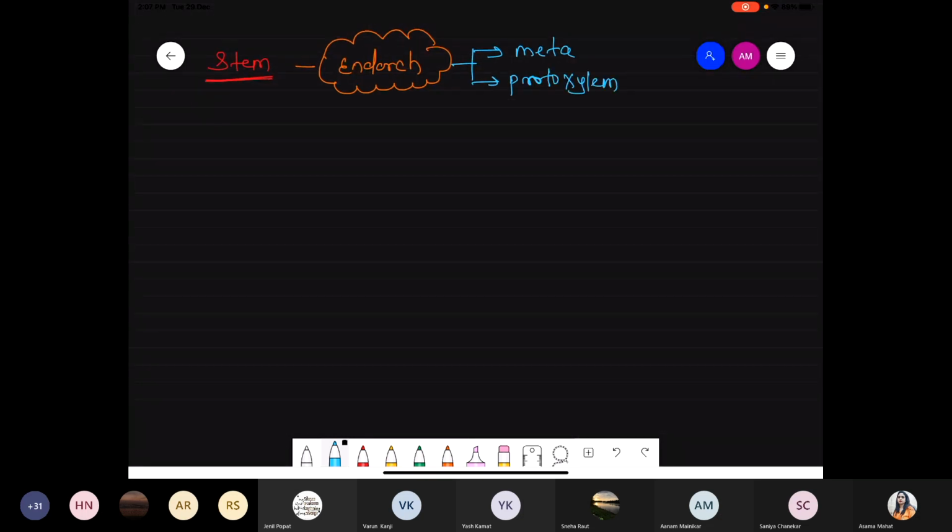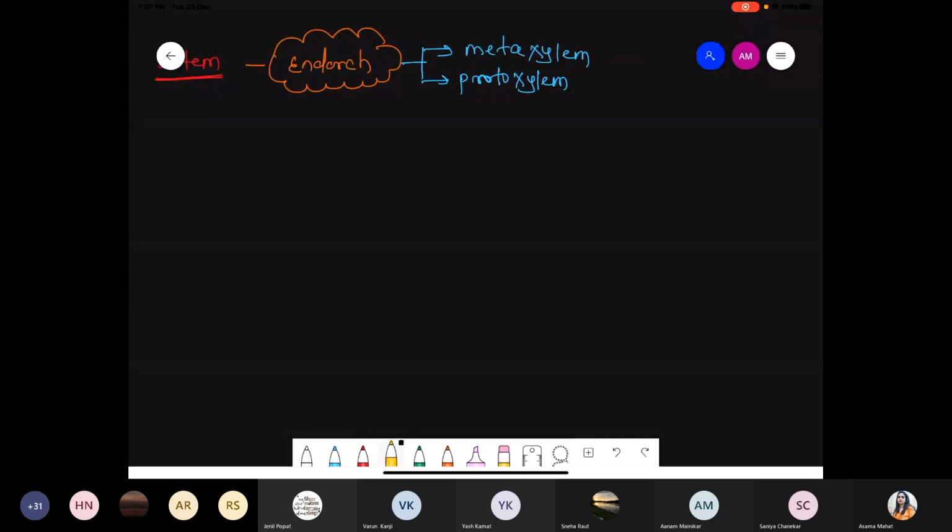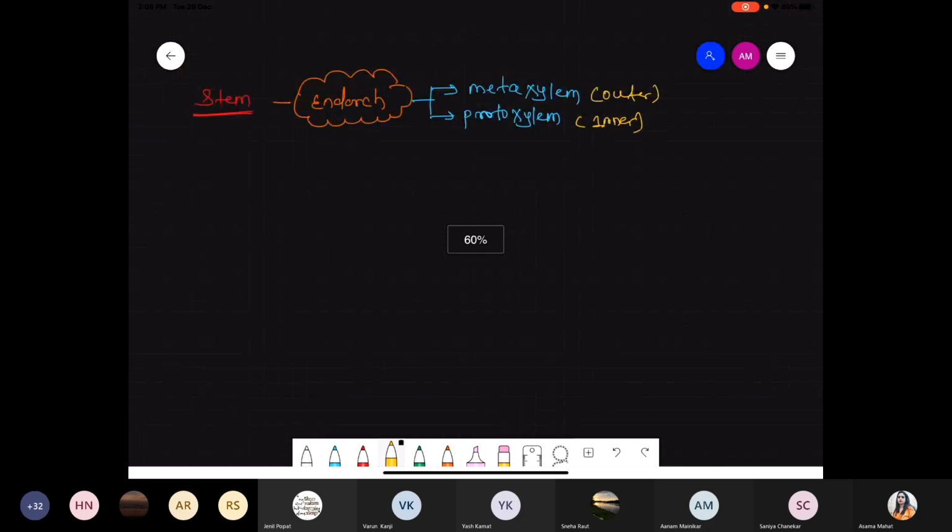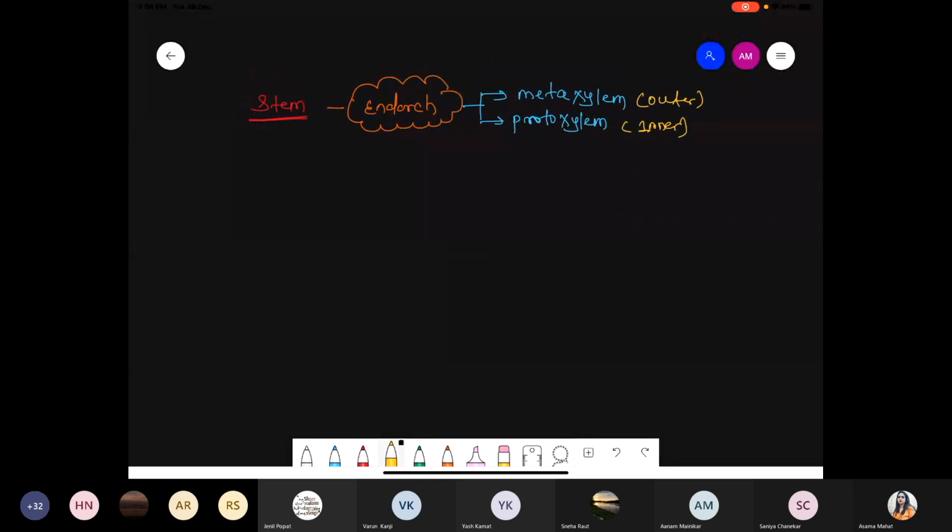Protoxylem and metaxylem: metaxylem is present toward the outer side, and toward the inner side there is the presence of the protoxylem. Such a condition is called the enlarged condition, which is very common in the dicot stem as well as the monocot stem.